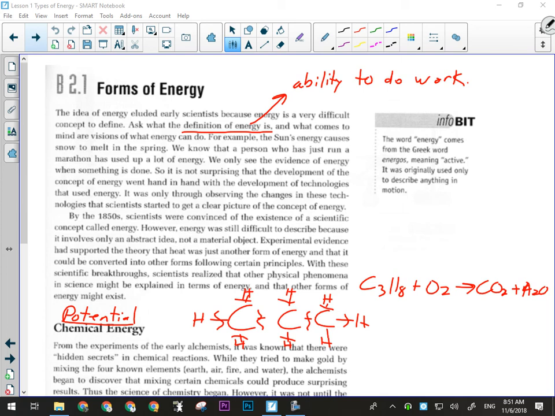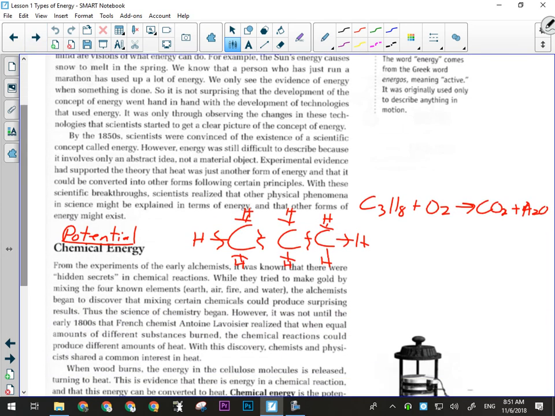Right now, me just walking around, I'm doing that. I'm turning chemical energy into mechanical energy and heat, just by moving around. So there are always energy conversions going on, so much so that it's mind-boggling if we try to track them all. All right, so looking at different kinds of energy here.